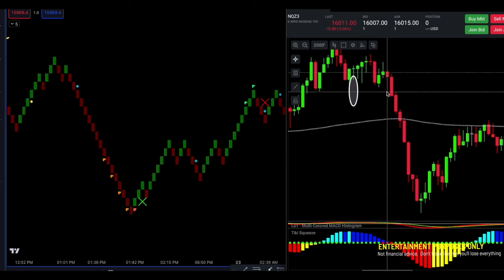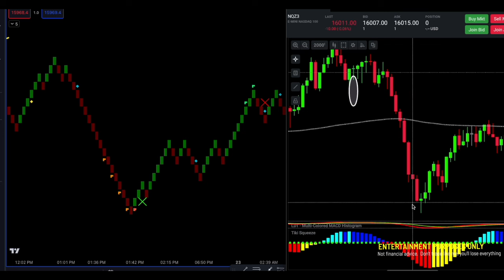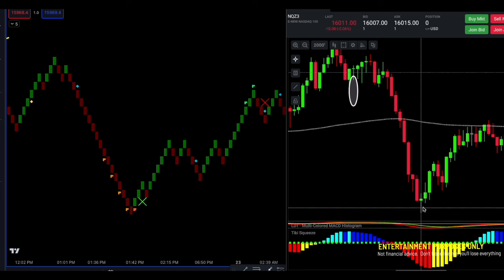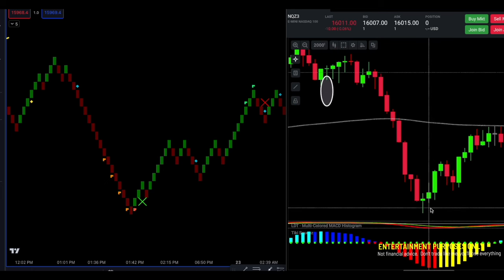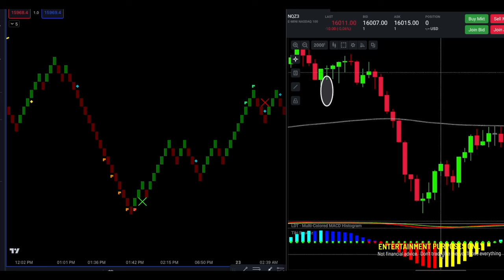So we got this surge of red. Doji slash dragonfly. Green. The squeeze is relaxed. Green, green, green. Squeeze is relaxed. We come down a little bit, but the squeeze is relaxed. We got a beautiful red trend, and now we're on a green trend.